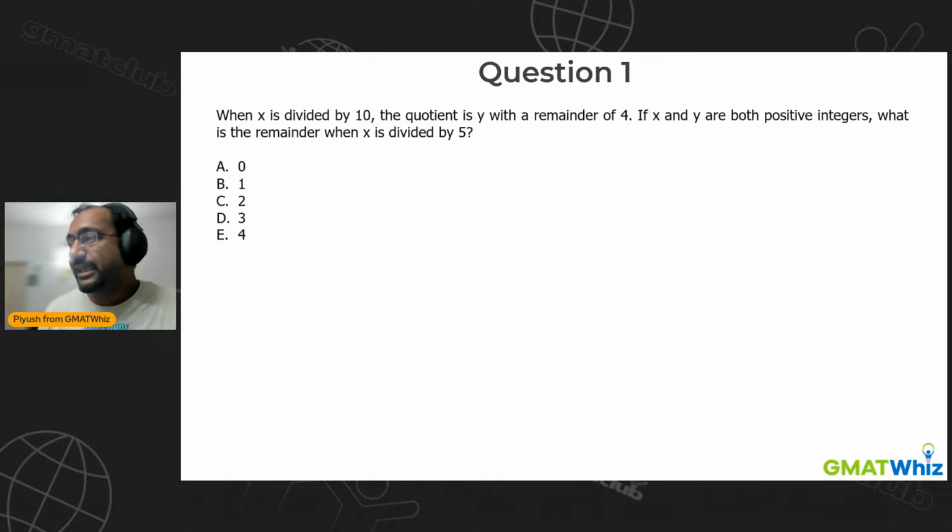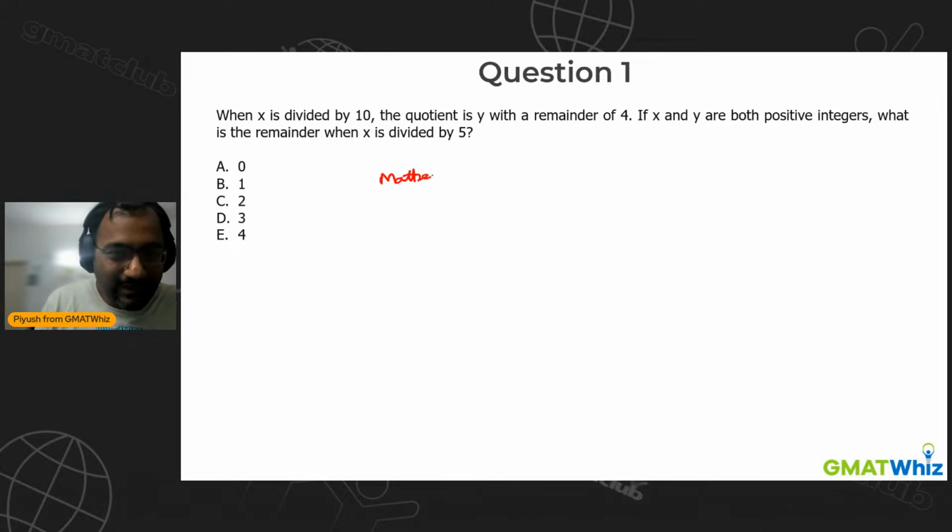If you see this question, it says x when divided by 10 leaves a remainder of 4. If x and y are both positive integers, where y is the quotient, what is the remainder when x is divided by 5? Now, there is a mathematical way of doing this question, and there is a logical way of doing this. I would always try to teach you both the methods. In this case, you can follow either of them. However, the logical method is better.